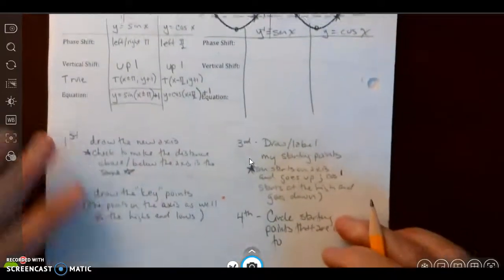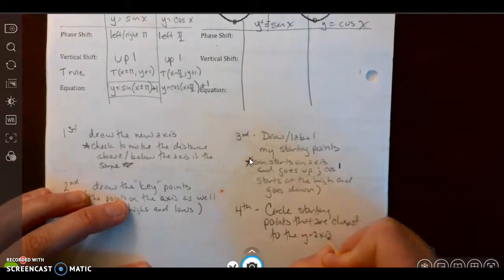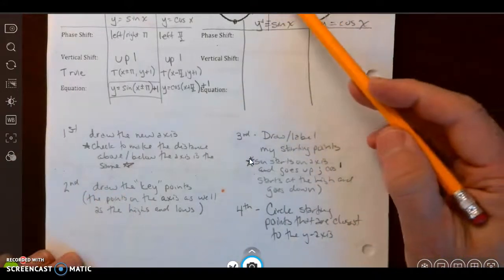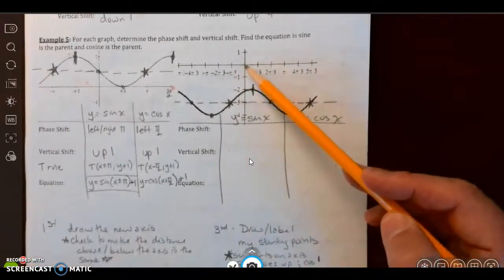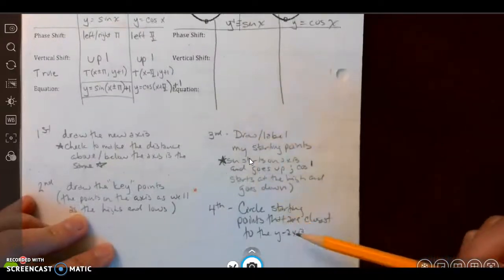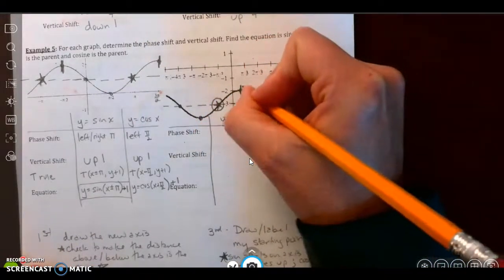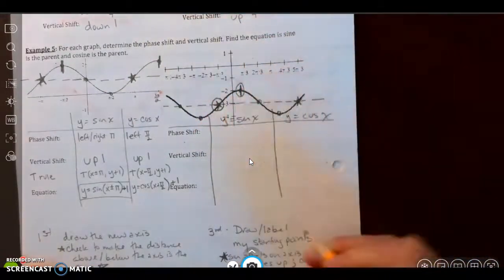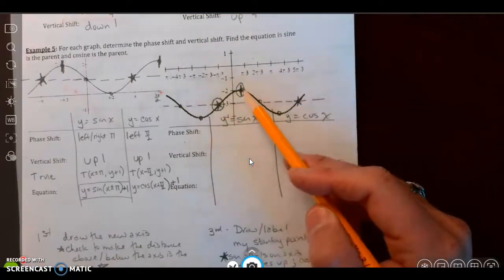And the reason we're doing that is the y-axis is where it normally would start. It would normally start right here for sine or right here for cosine. So we're going to circle starting points that are closest to the y-axis. That would be this star right here and this straight line right there. Those are my starting points for sine and cosine.